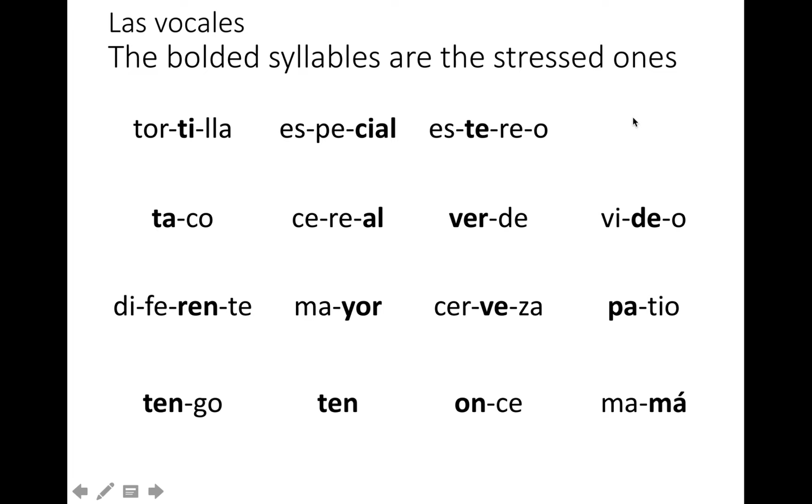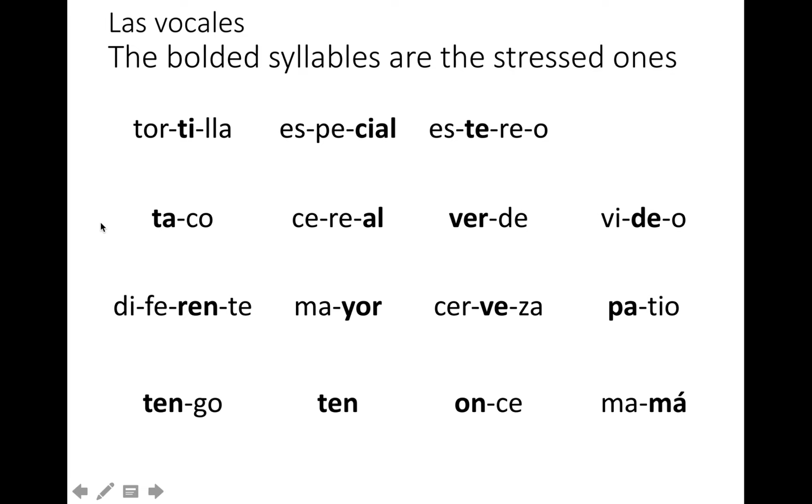So I've gone through and I've bolded the syllable that you should be stressing, but go through and practice pronouncing these. Go ahead and hit pause on the video after I pronounce the first three, and you go through and practice pronouncing and then play the video to see if you had them right. For example, tortilla, especial, estéreo. Okay, so now you pause the video and practice your other ones.